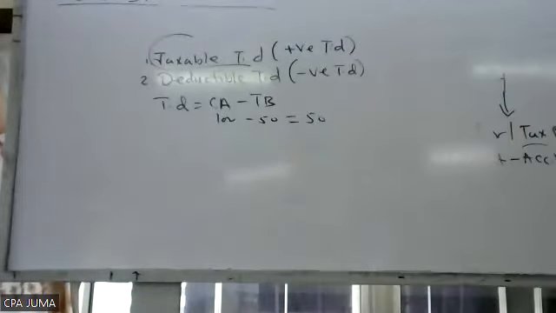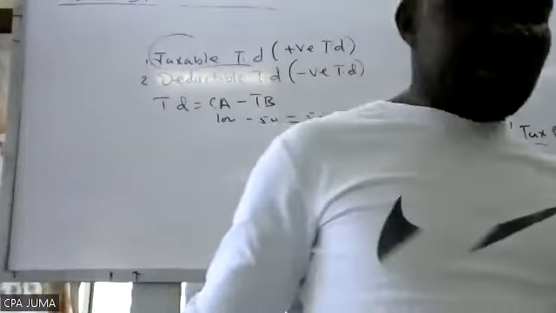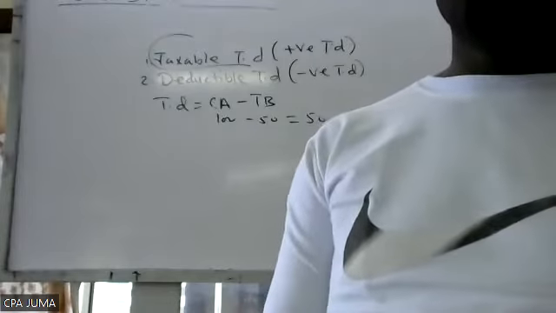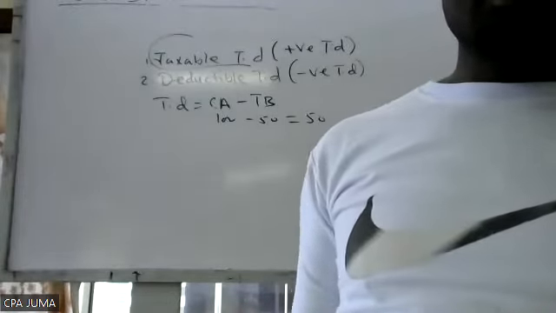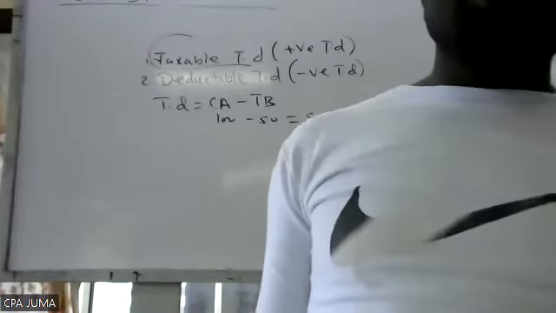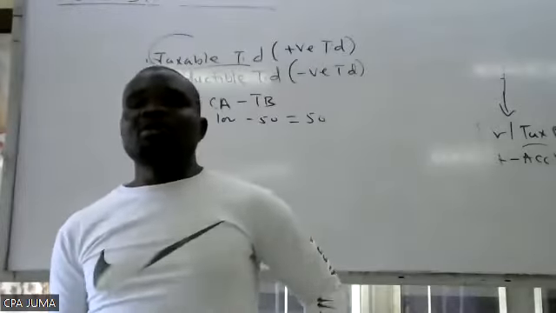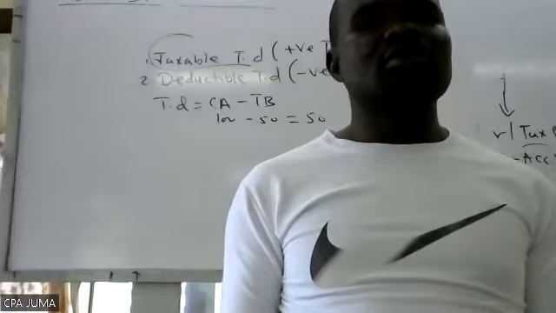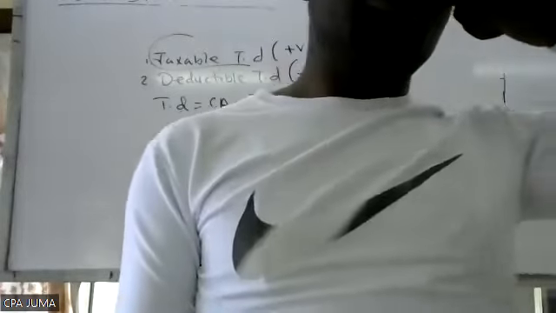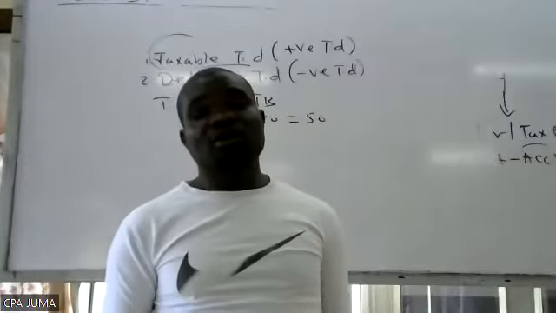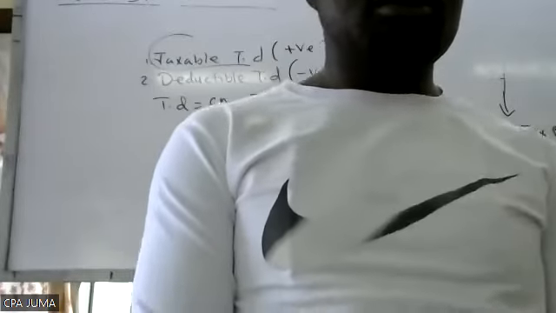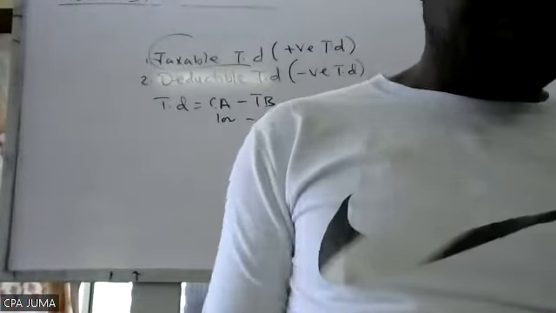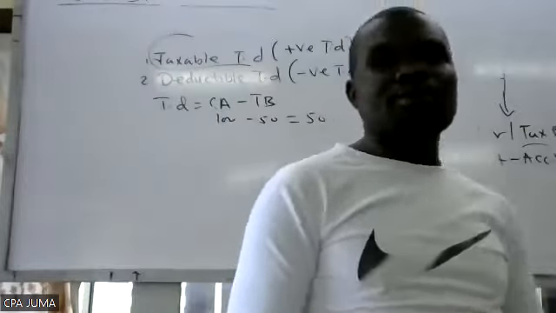Deductible temporary differences are temporary differences that will result in amounts that are deductible in determining taxable profits. Full stop. If you don't want that, you use this one.